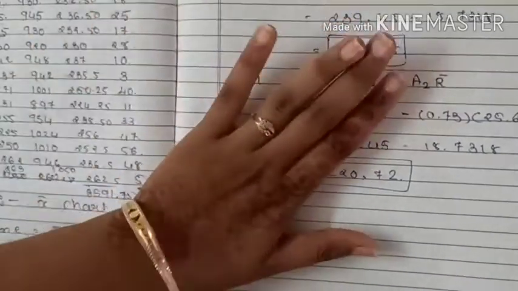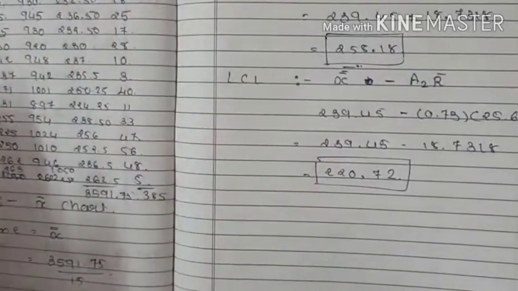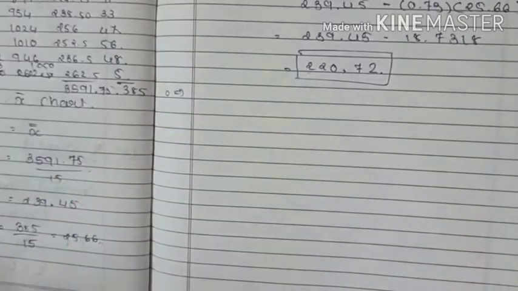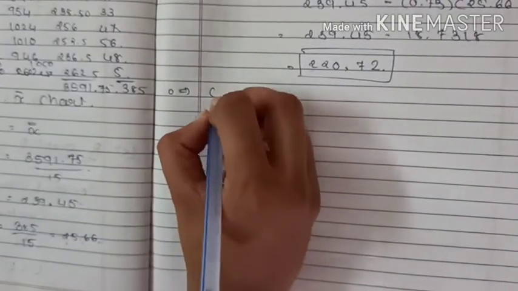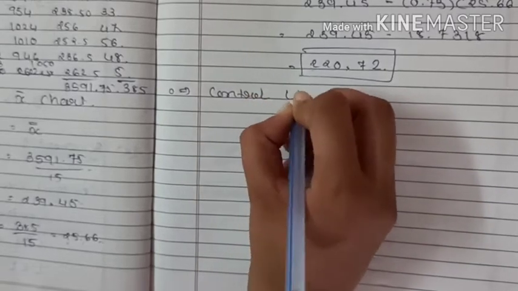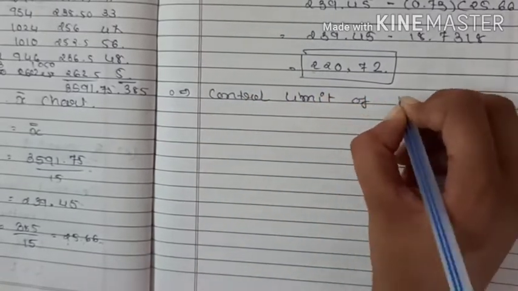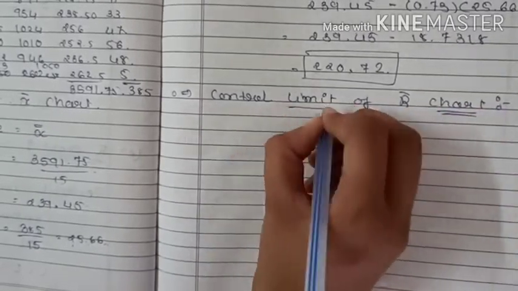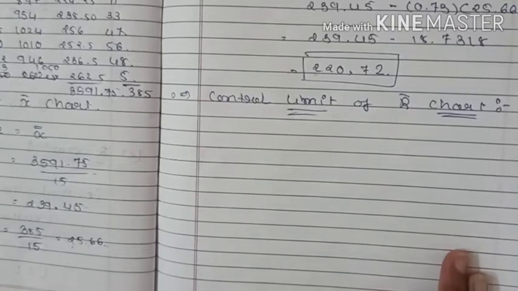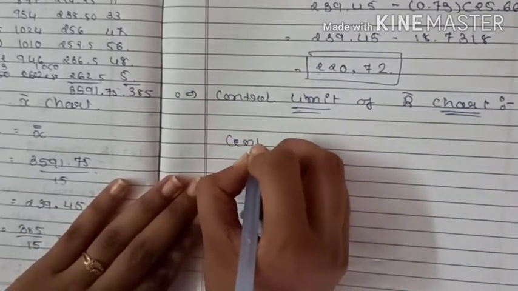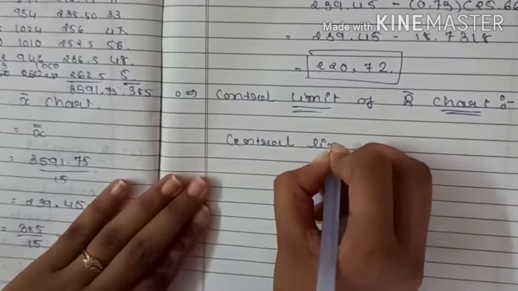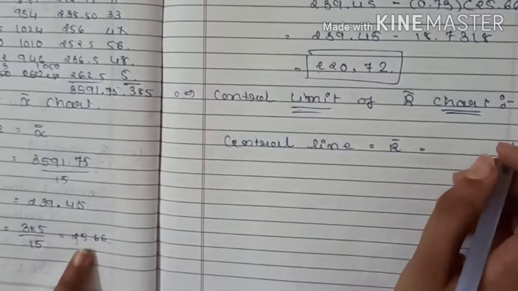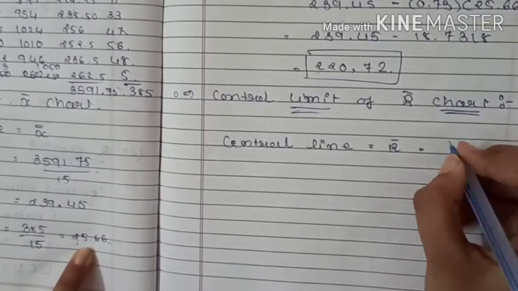Right? On the basis of this calculation, we have to make an X bar chart. But before we make an X bar chart, we are calculating the R chart also. So control limits of the R chart. First, central line. Central line is equal to R bar. R bar we have already calculated, 25.66.